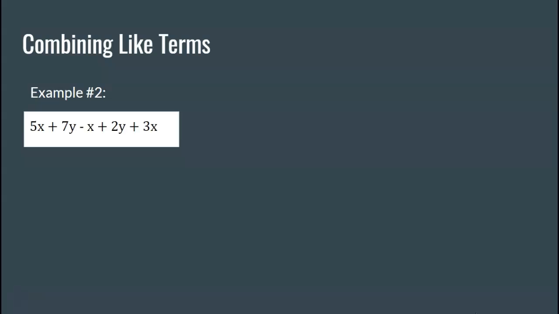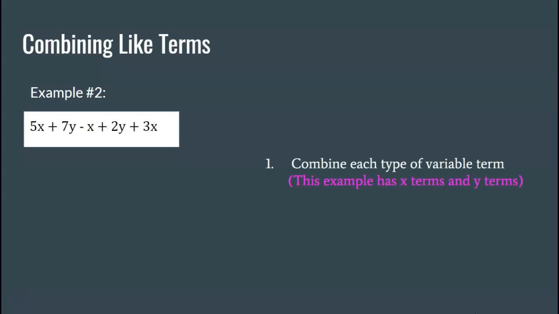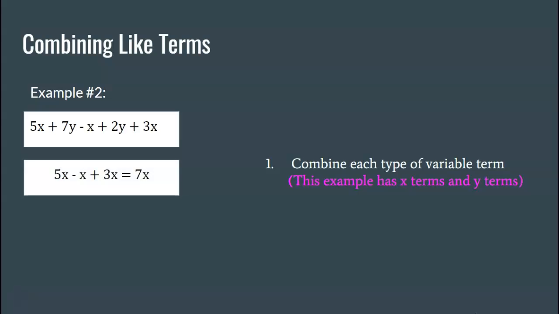Here's a second example. Now we have variable terms with x's and variable terms with y's. We have to treat each type differently since they're different variables. First, let's look at the x's. We have 5x minus 1x. Remember, there's an invisible 1 there, and 3x. So 5 minus 1 plus 3 gives us 7x.